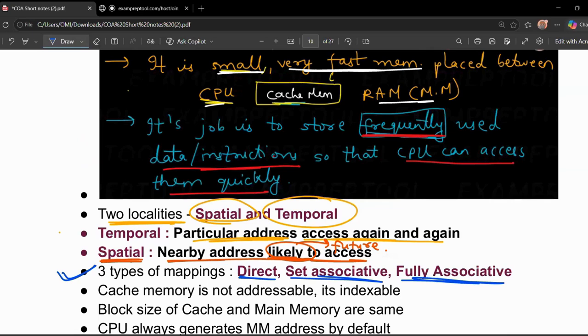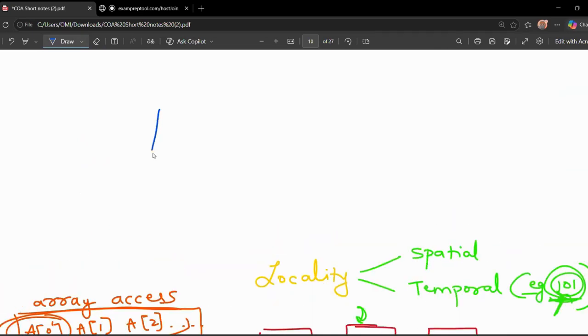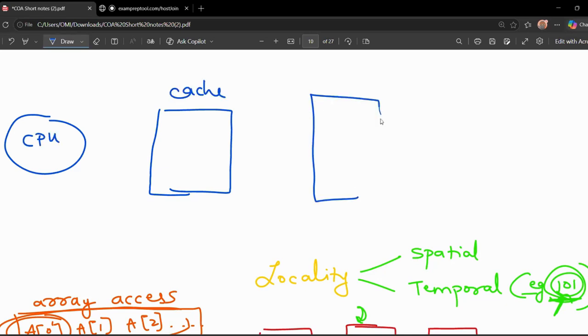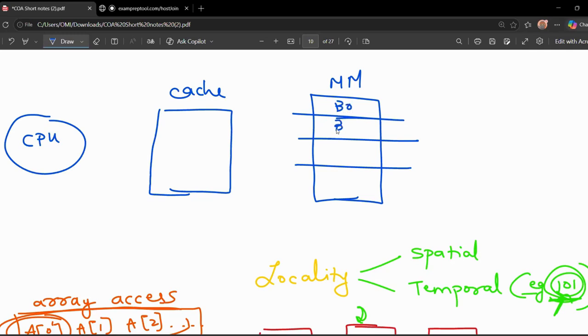See, if this is your CPU, this is your cache, and this is your main memory. You know that main memory has blocks: block 0, block 1, block 2, and so on. Here in the cache also, because cache is also memory, it has blocks. Now, what is mapping?